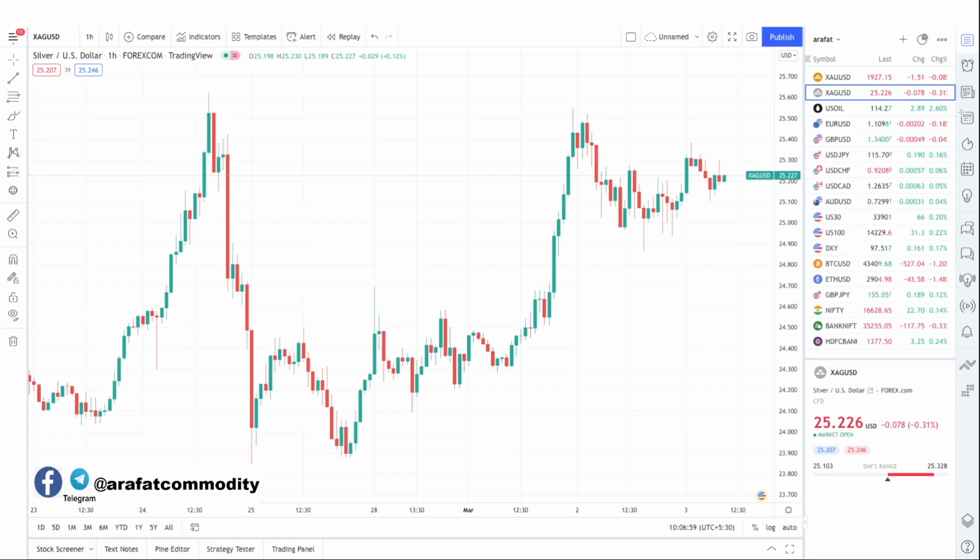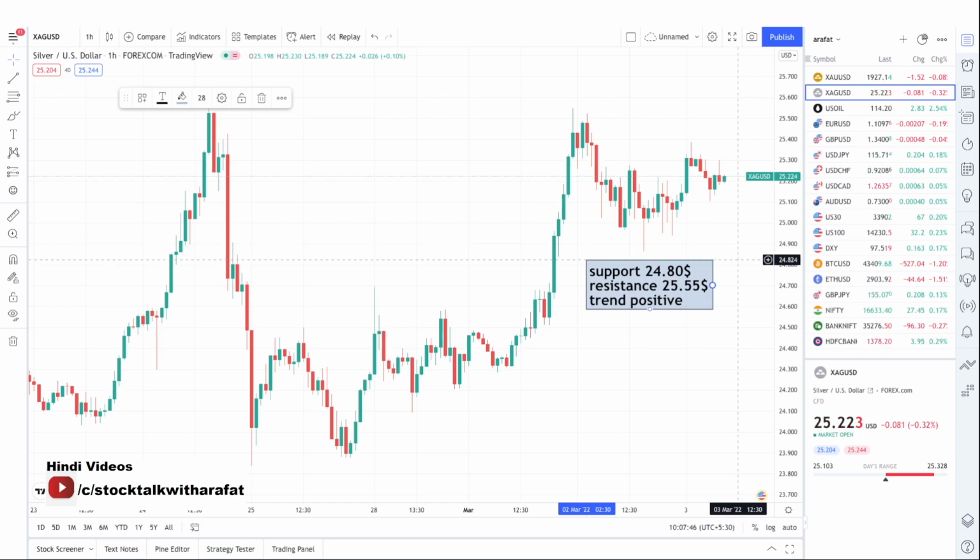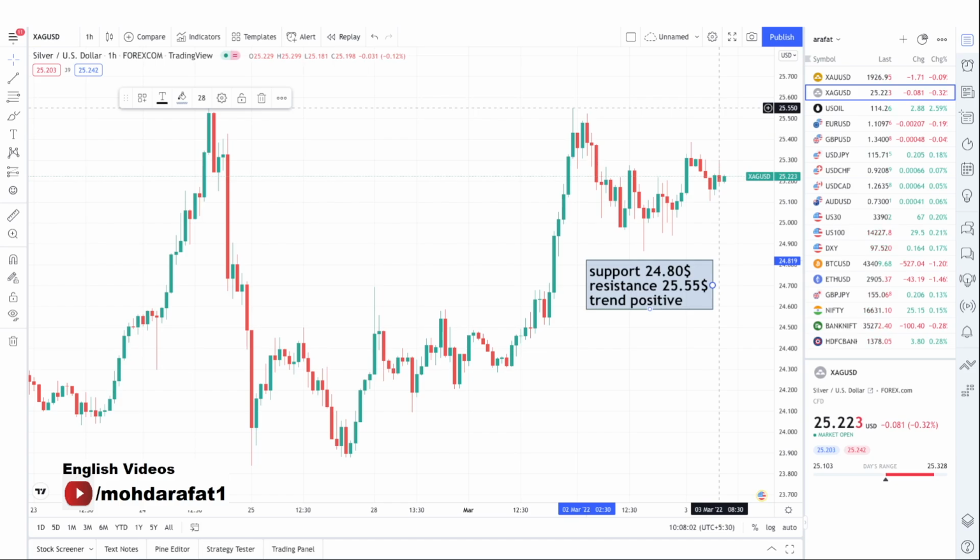Now silver is trading in a positive zone, unlike gold which is trading in a flat zone. So let's have a look at resistance and support for now. 2480, again, will act as support now. If silver breaks and sustains below this support, then expect 2450 and 2430. Resistance is 2555. Above this resistance, expect 2590 and 2620. Currently, gold is in a flat zone and silver is in a positive zone.